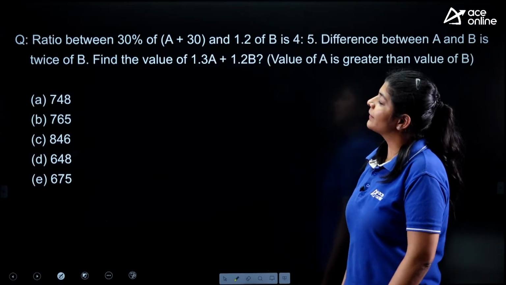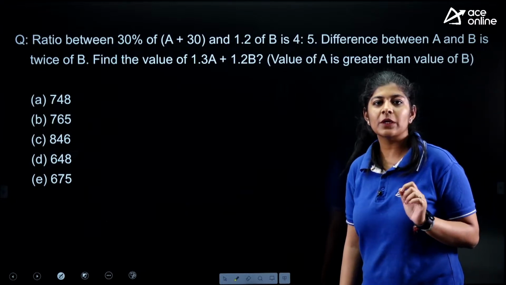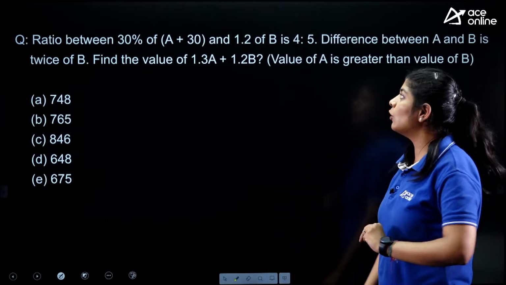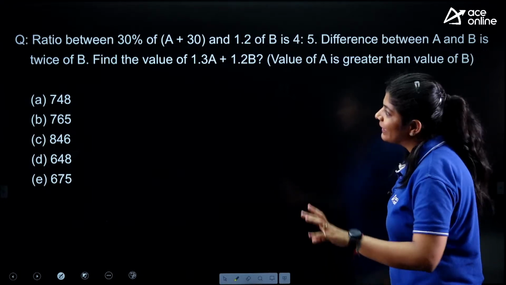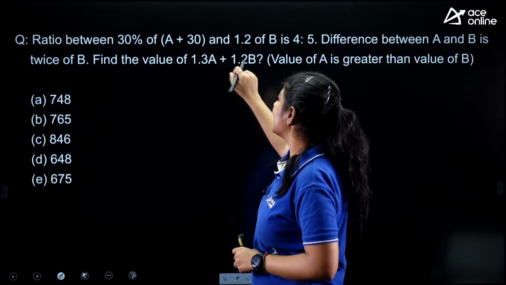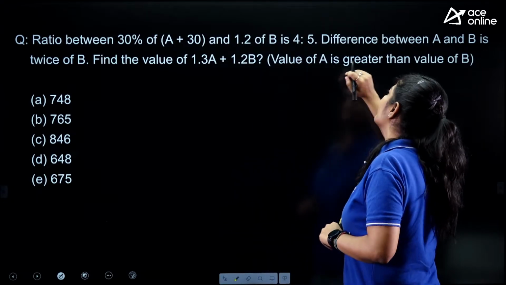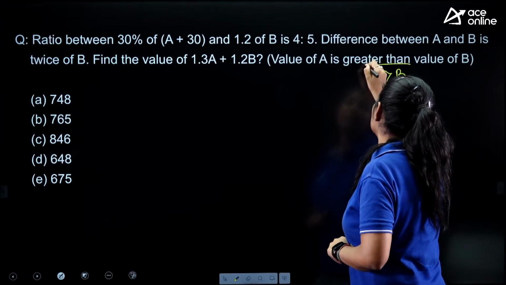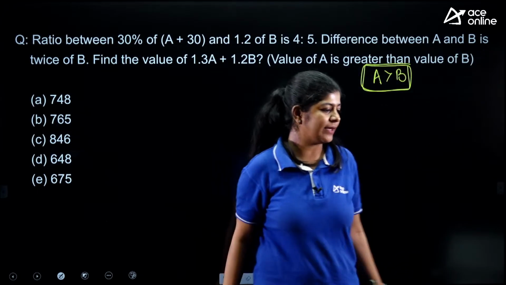Next. Okay, again this one is a very, very easy question. The question is saying that the ratio between 30% of A plus 30 and 1.2 of B is 4:5. The difference between A and B is twice of B. Find the value of 1.3A plus 1.2B, if the question is saying that the value of A is greater than B. How will we solve this question and what answer will we get in this one?